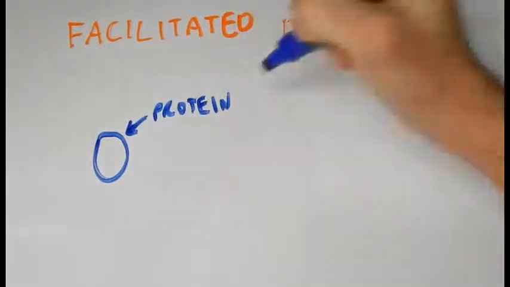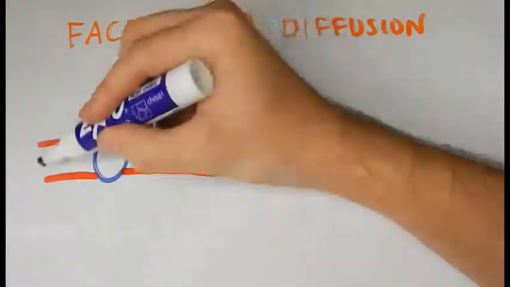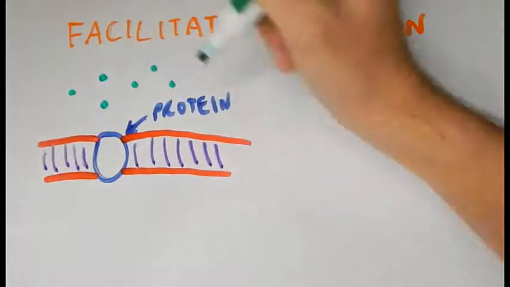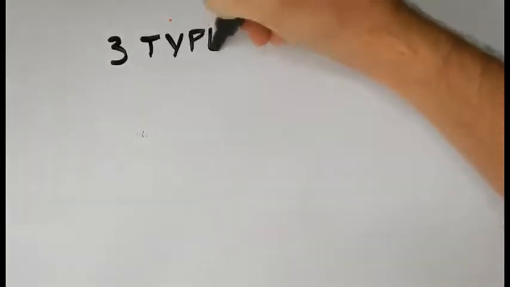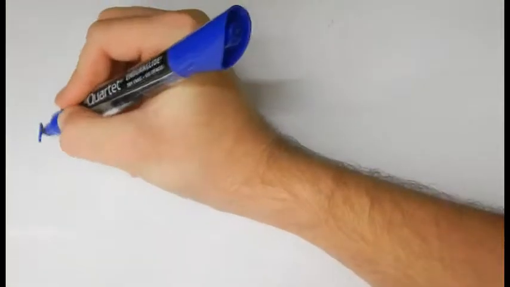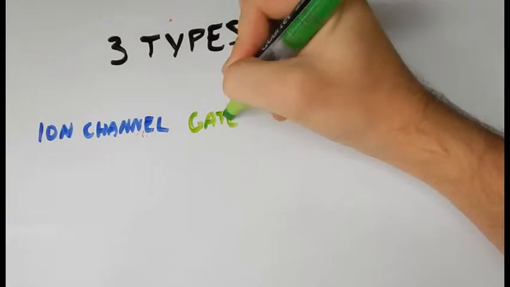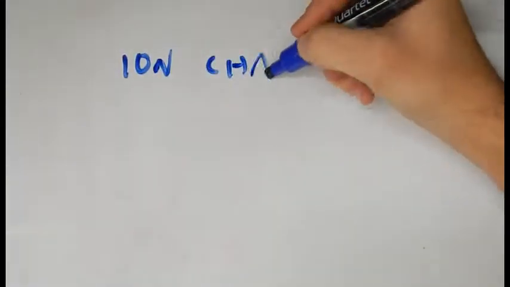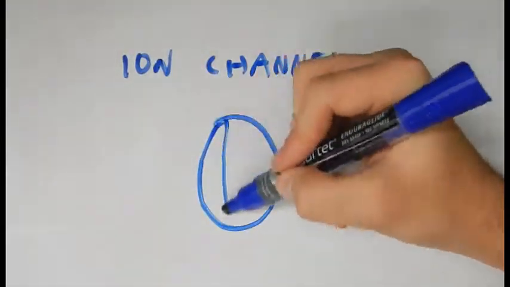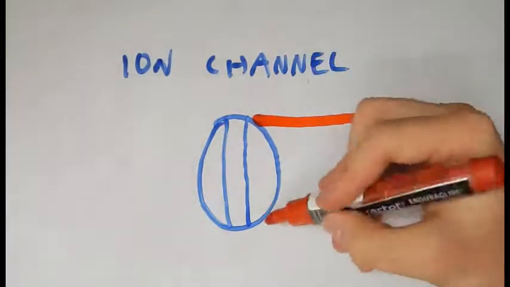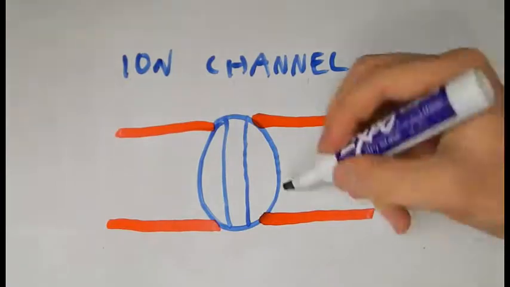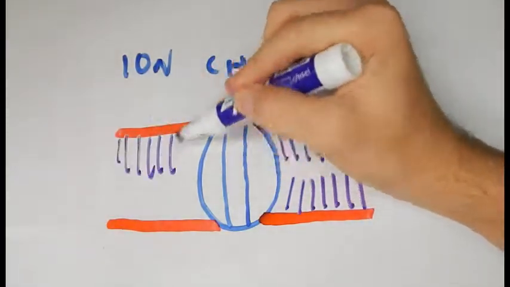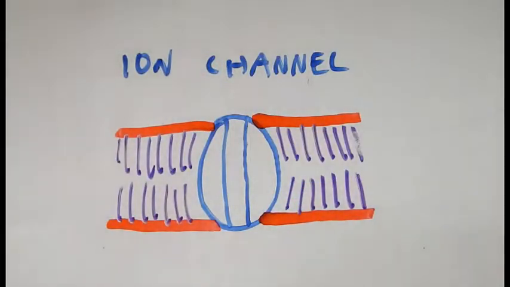Facilitated diffusion, on the other hand, is the use of proteins, which are embedded in the phospholipid bilayer to help polar substances cross into the cell. There are three types of these proteins: ion channels, gated ion channels, and carrier proteins. Ion channels provide a hydrophilic tunnel for substances which are polar. In fact, we have already looked at one of these ion channels earlier. An aquaporin is an example of an ion channel.